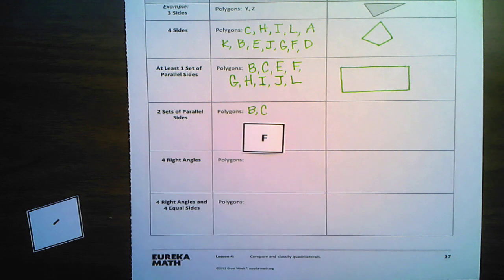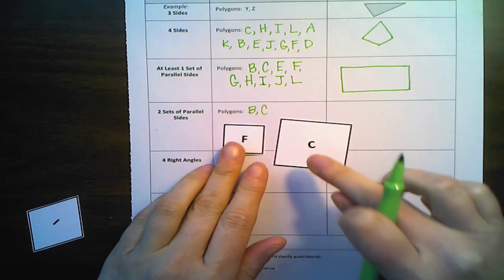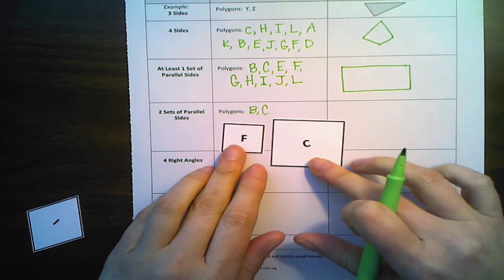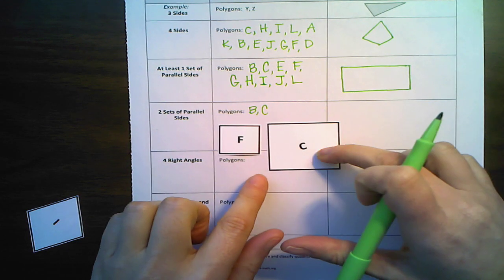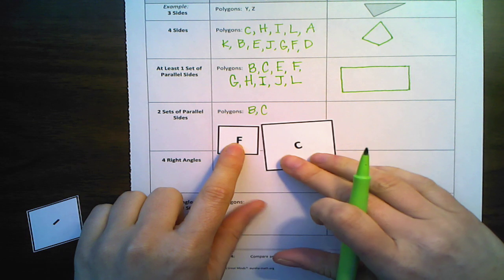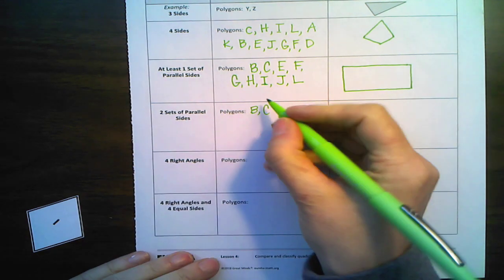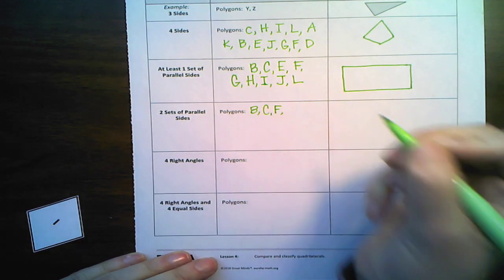How about little tiny F? F is kind of a small version of C, right? So if C has 2 sets, then F must have 2 sets. Most certainly. You've met our qualifications. Congratulations. Join the ranks.